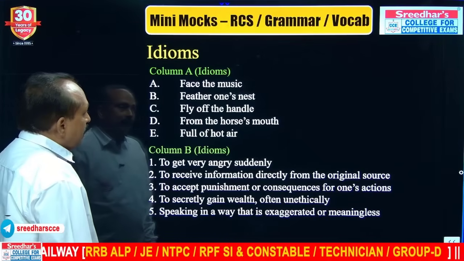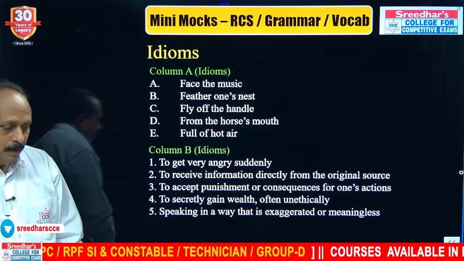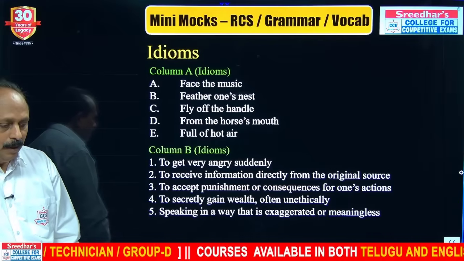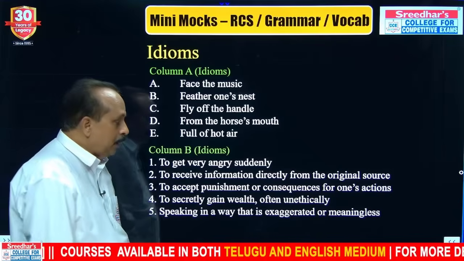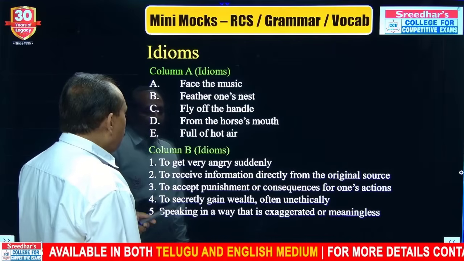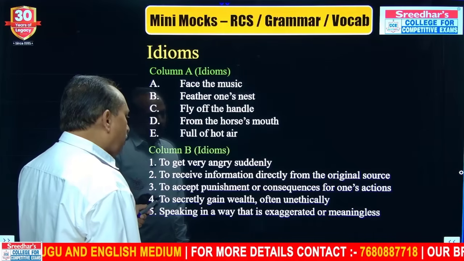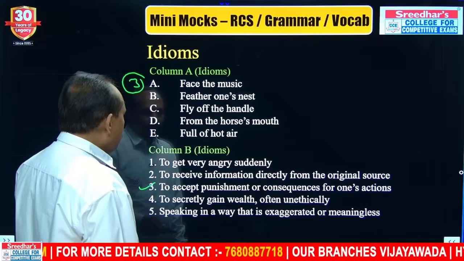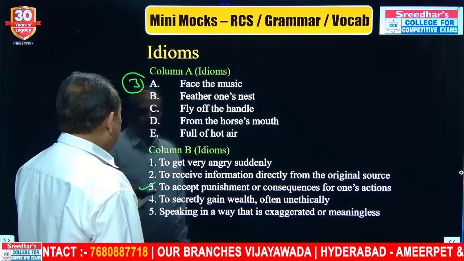These are the idioms, 5 idioms. Try to answer quickly. We have gone past 10, but no problem. Important. Last slide, revision, not important, but this is important. Try to get all the 5 correct. Face the music means what? To receive, to accept punishment or consequences for one's actions. 3 is the answer. Feather one's nest: to secretly gain wealth, often unethically. Answer is 4.